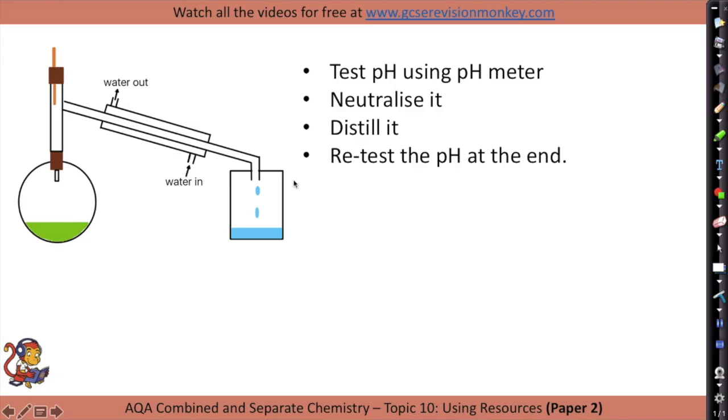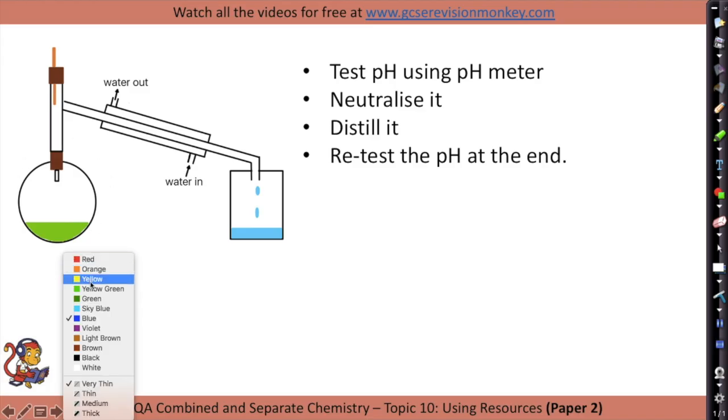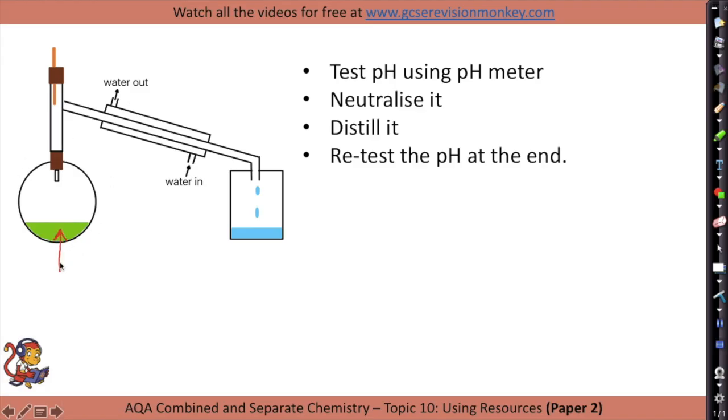This is a required practical that you need to be aware of. With distillation, the basic setup is you have often a round bottom flask with your salt water solution in there. It doesn't have to be salt water. You can separate water from muddy or dirty water or wastewater as well. And you apply heat to that flask.